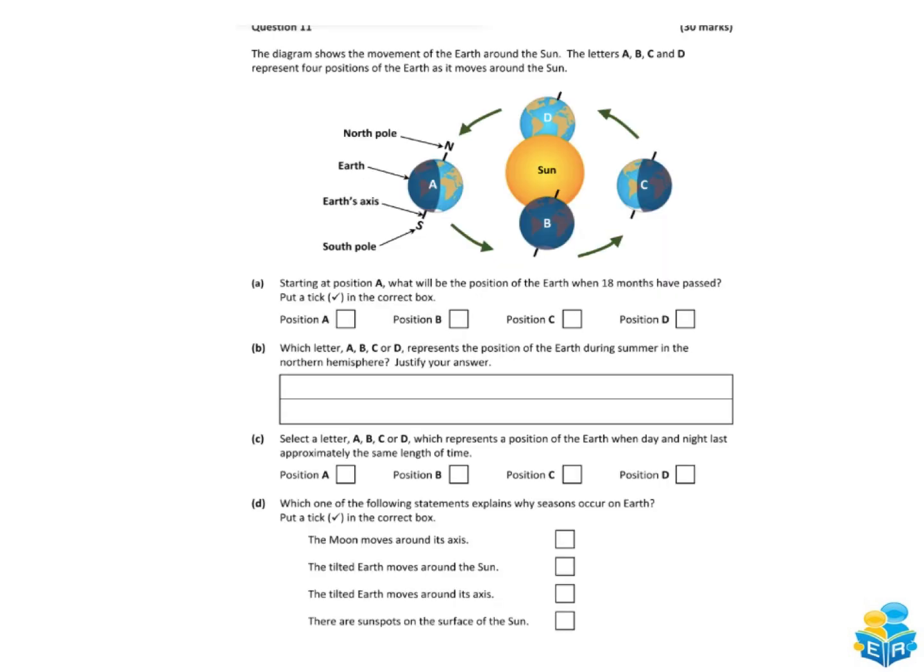And final question for today. The diagram shows the movement of the Earth around the Sun. The letters A, B, C and D represent 4 positions of the Earth as it moves around the Sun. Starting at position A, what will be the position of the Earth when 18 months have passed?